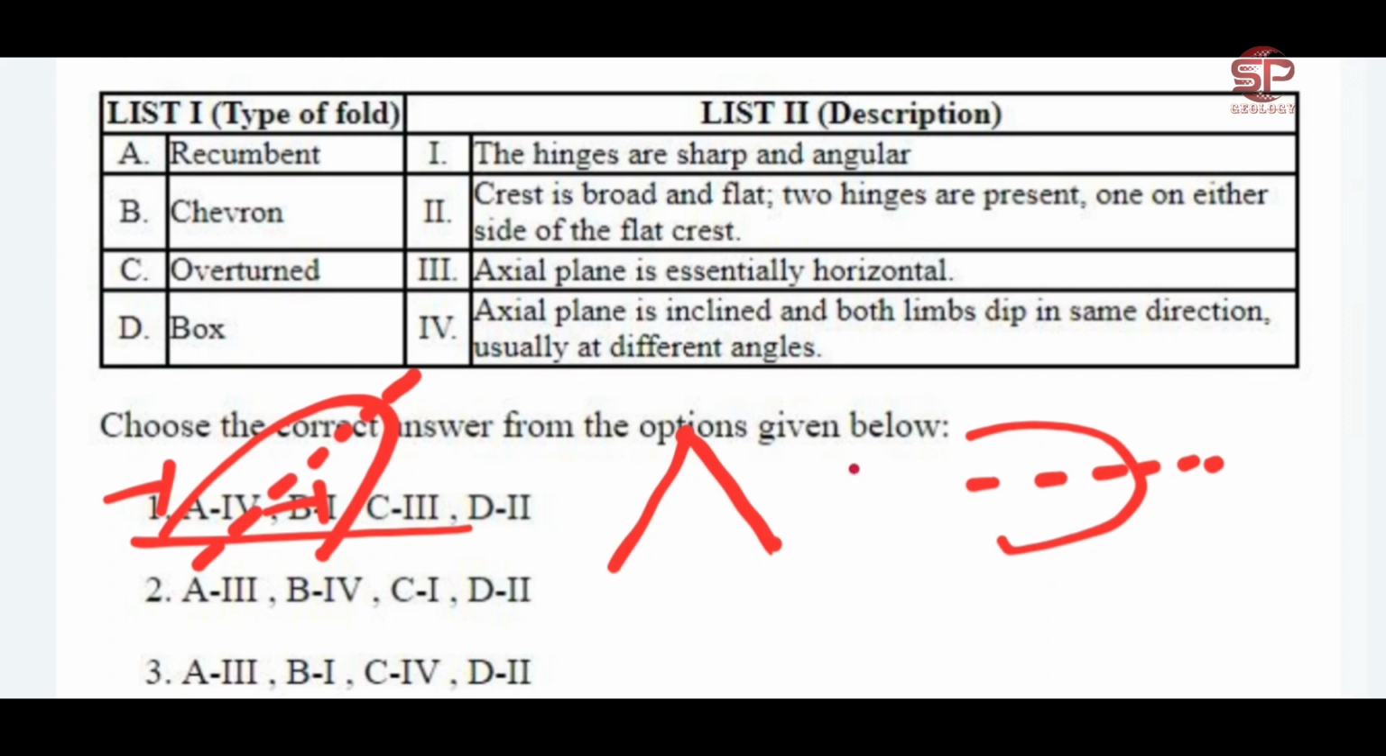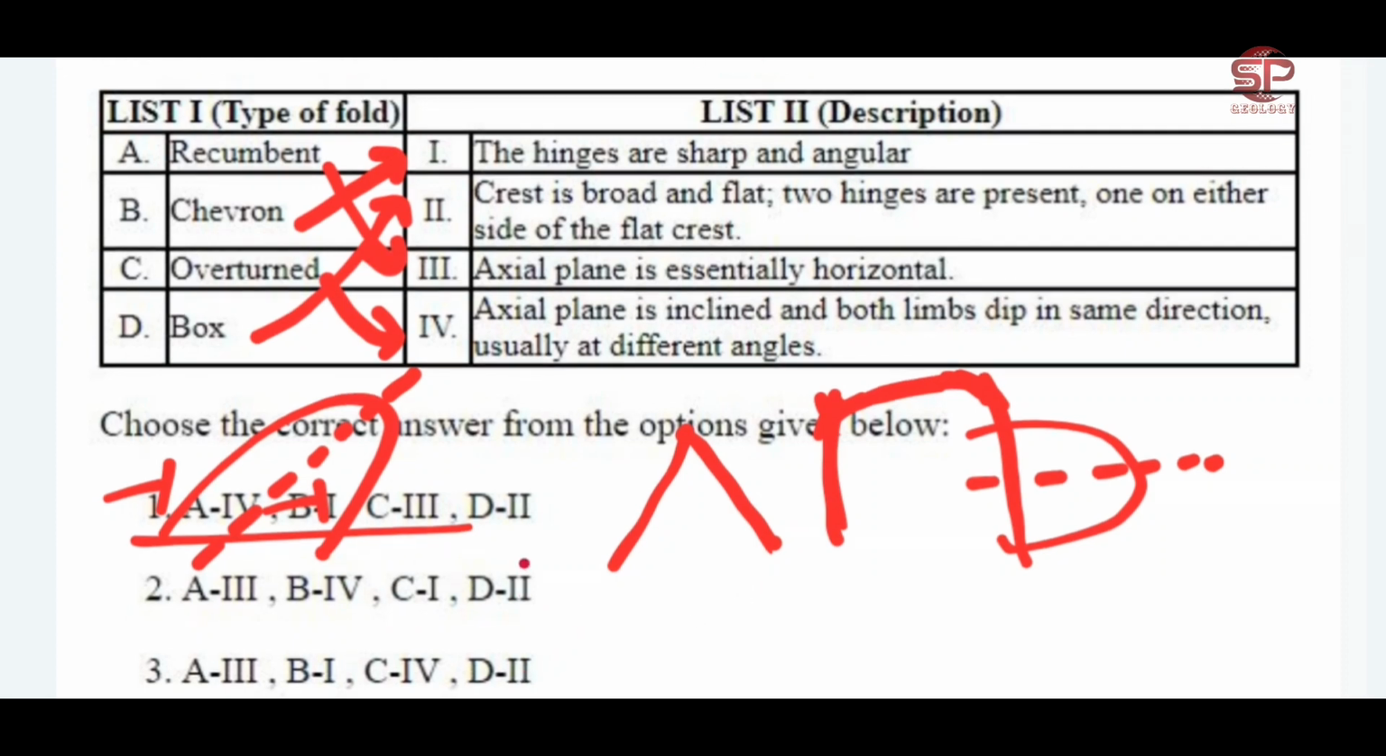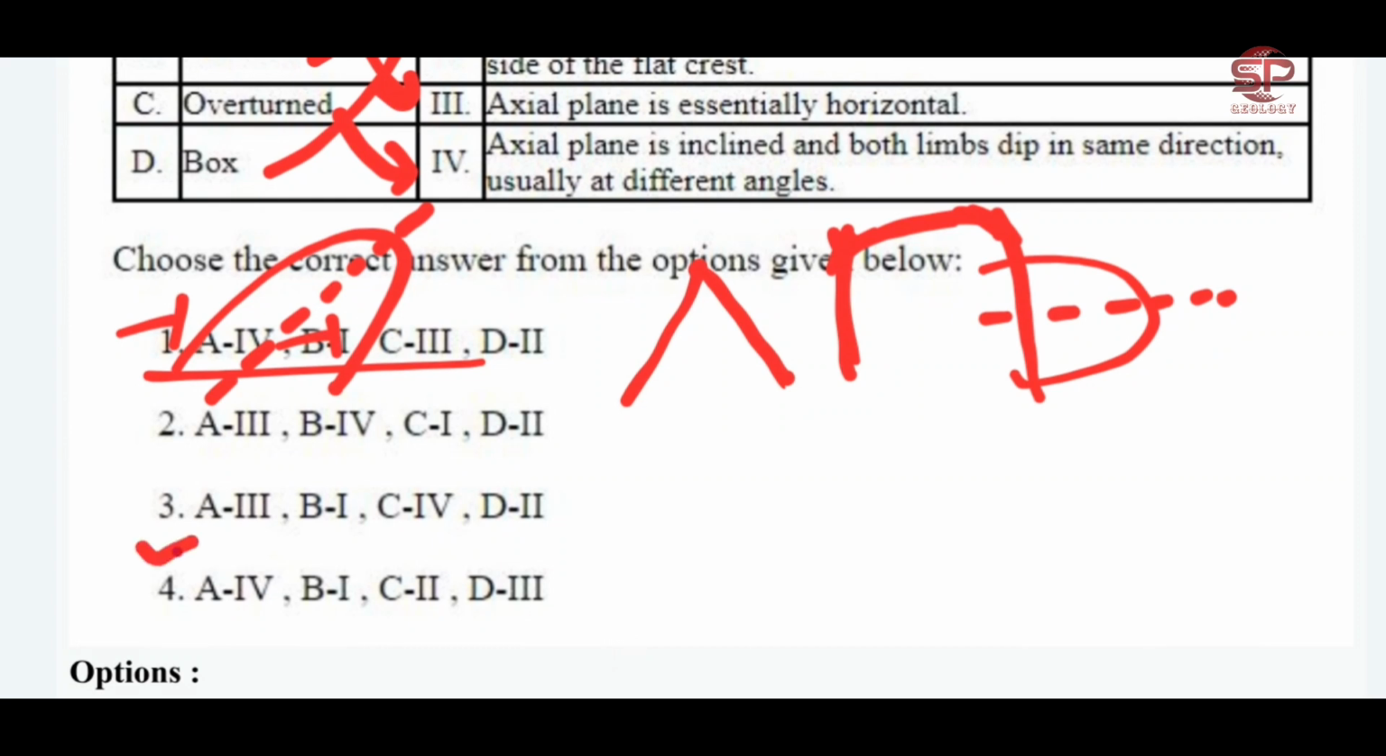This is the axial plane, it is inclined. Both the limbs are in the same direction but at different angles. Then box fold. This is a box fold where we have two rounded hinges. The crest is broad and flat. Two hinges are present on either side of the flat crest. So the answer will be: recumbent, axial plane horizontal; third, chevron, hinge sharp and angular; overturned fold, inclined; box fold. Answer will be 3.